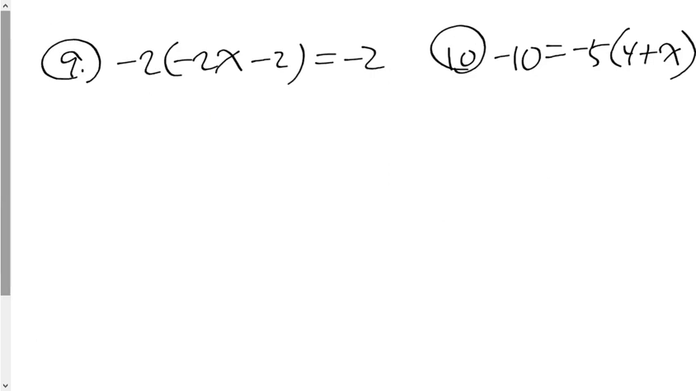Your last two questions on this particular part of your test with opposite operations are your distributive property questions. A little bit complicated, but that's okay.